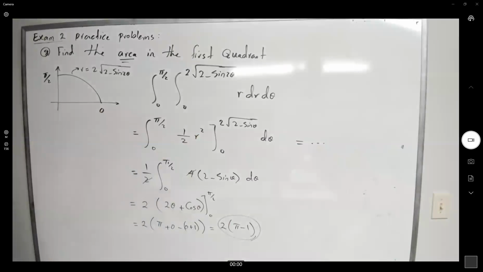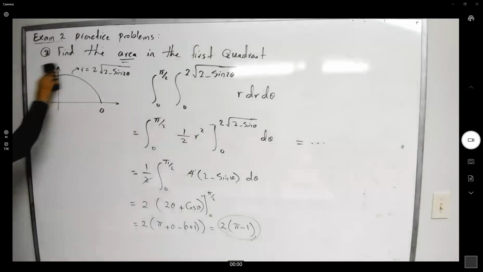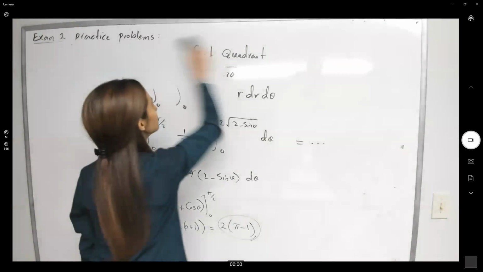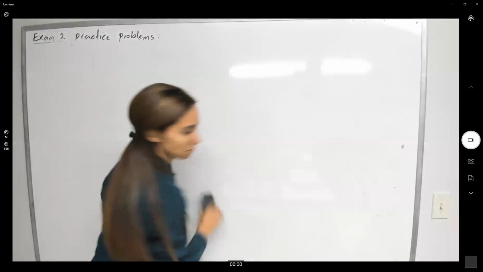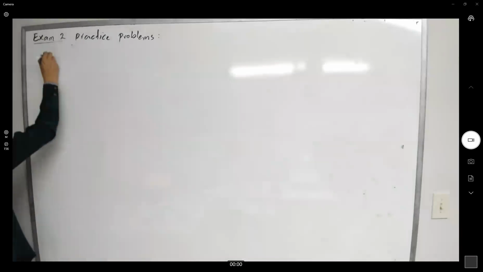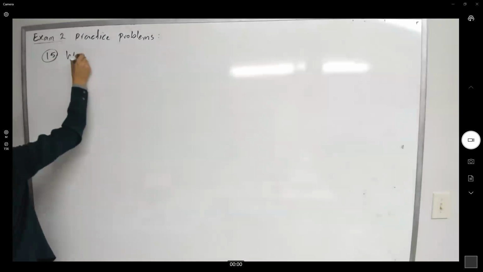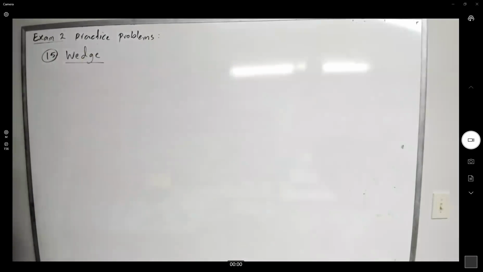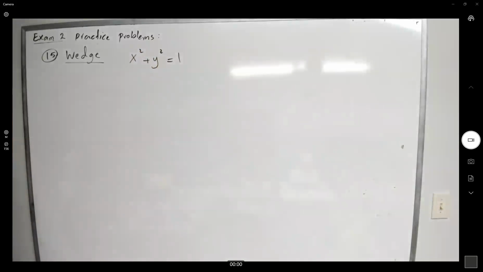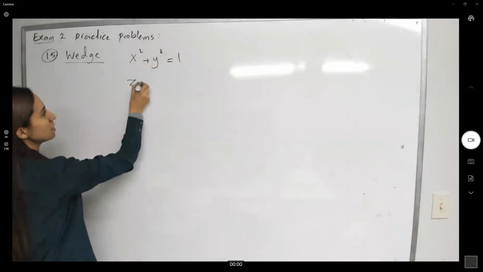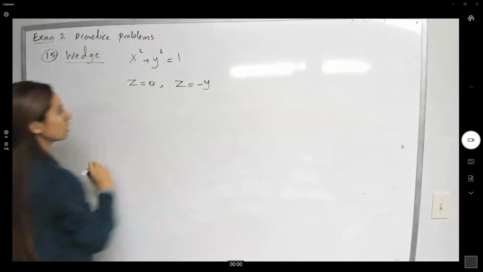Question 15. Question 15 says, well, what do we have here? You have a wedge, which is cut this way. We have a wedge, and the wedge is part of the cylinder x squared plus y squared equals 1, and the planes z equals 0 and z equals negative pi. And this is the graph.